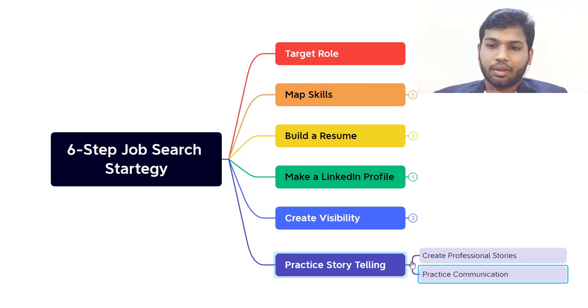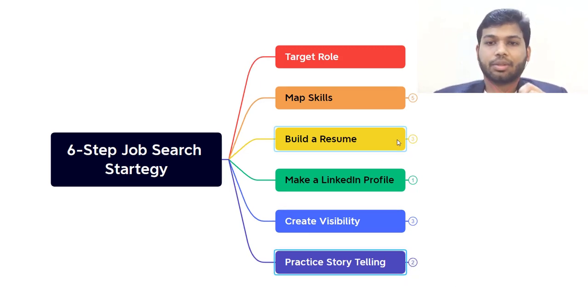So I think these were the 6 steps for establishing a job search strategy. And if you follow these 6 steps religiously, I'm sure you will be able to land a job in around 60 to 90 days.